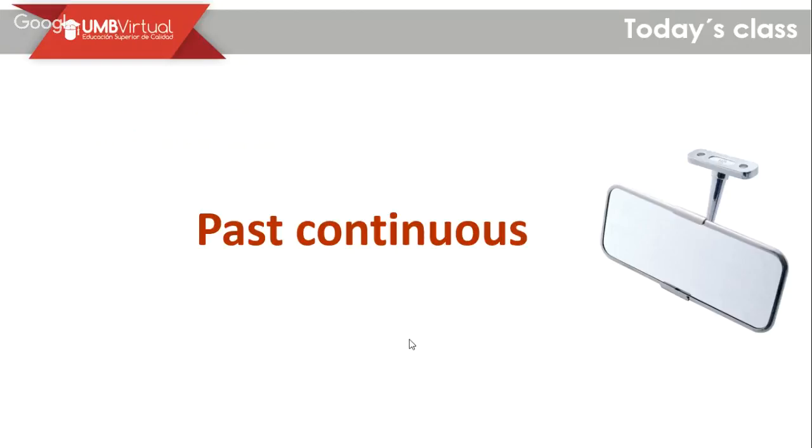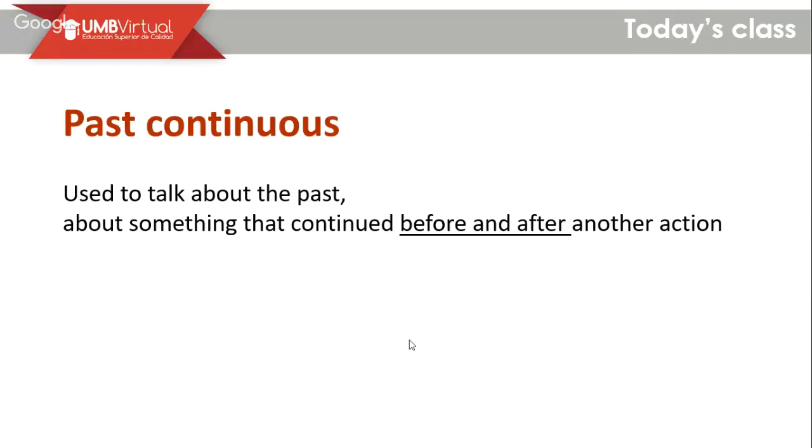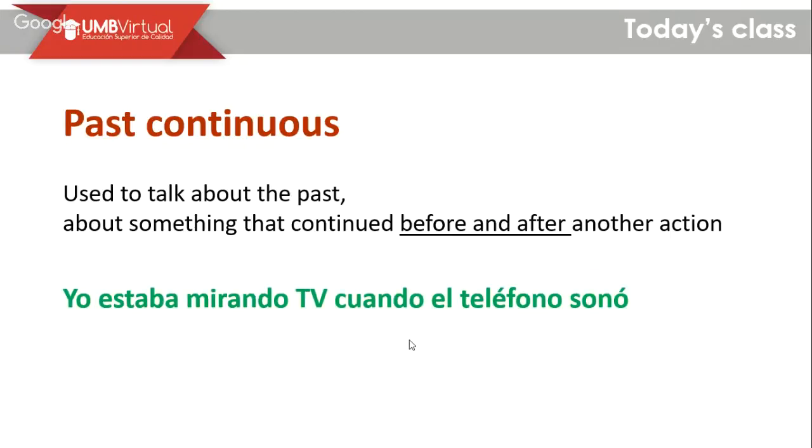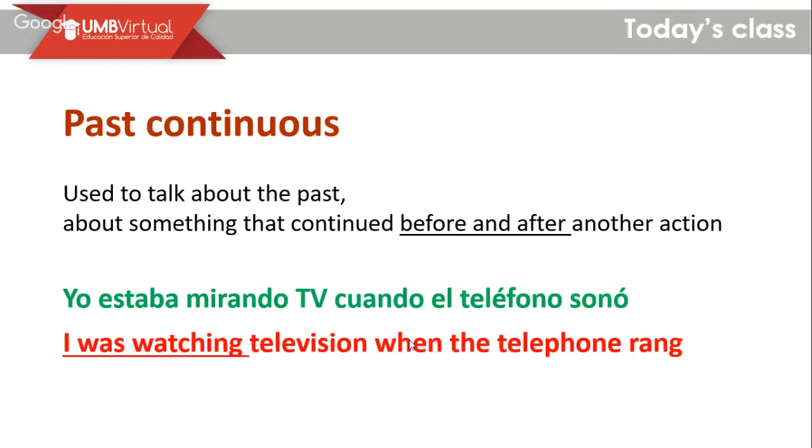So moving on with the past continuous, or estaba jugando. Past continuous is used to talk about the past, about something that continued before and after another action. This is very useful. Por ejemplo, yo estaba mirando TV cuando el teléfono sonó. Cuando el teléfono sonó, yo estaba mirando TV. I was watching television when the telephone rang.